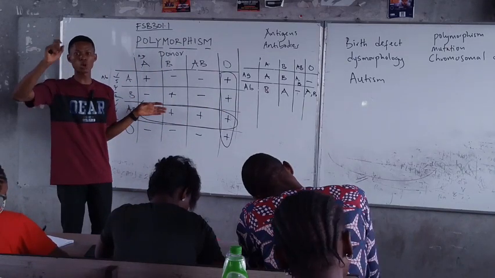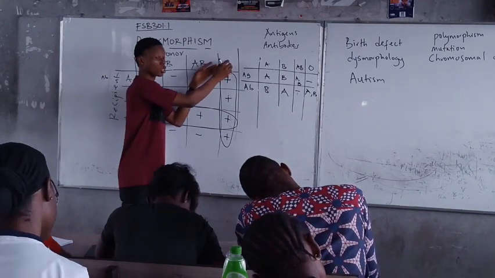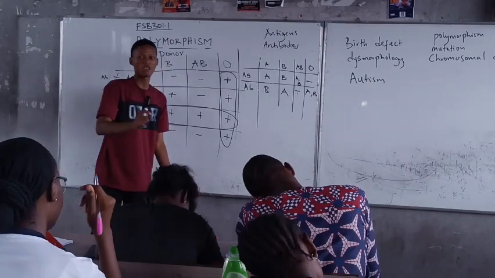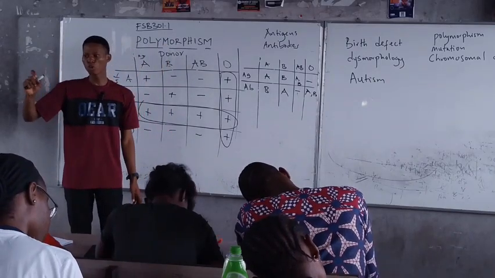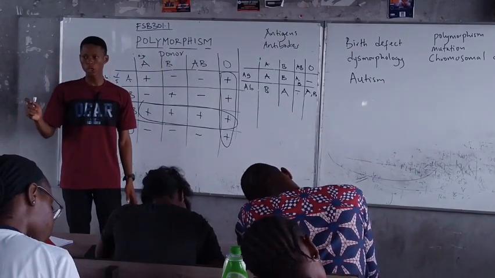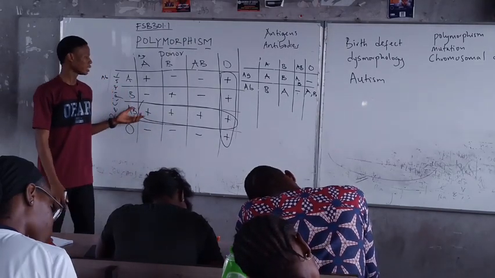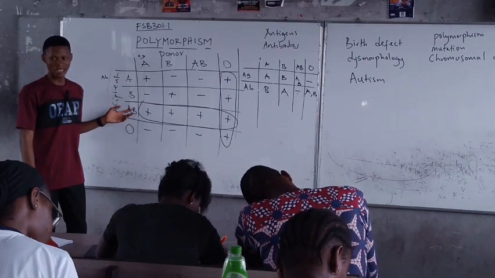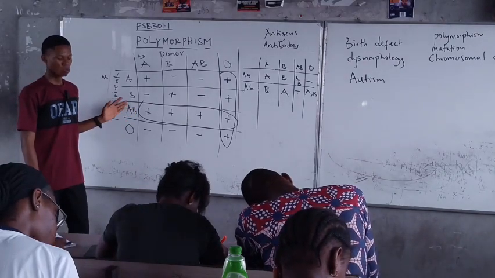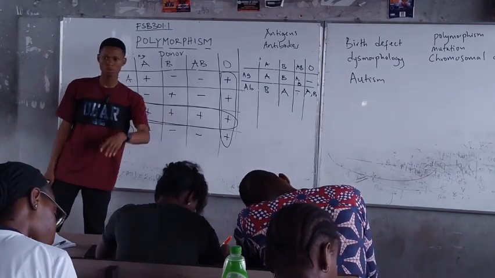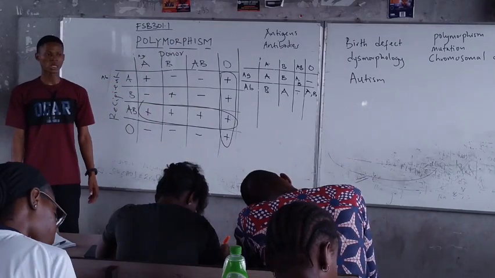The universal donor is blood group O. The universal donor is blood group O. Universal donor is blood group O. While the universal recipient is blood group AB. The universal recipient is blood group AB.